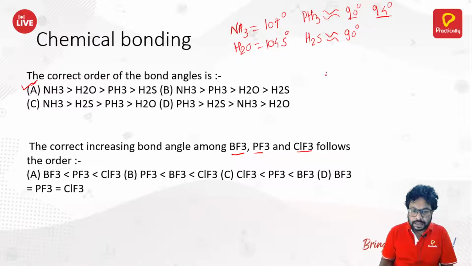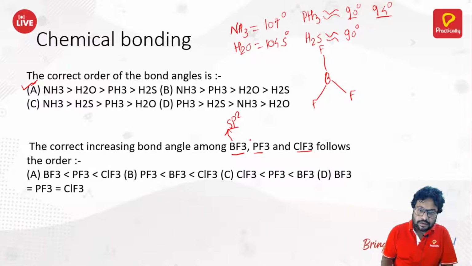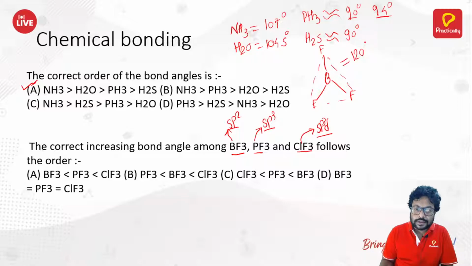Now for BF3, this is how the shape of BF3 is. For BF3, hybridization is what? It's sp2, right? For PF3, hybridization is sp3. For ClF3, hybridization is sp3d. Now BF3 shape is trigonal planar because hybridization is sp2. Therefore, bond angle is how much? It's 120 degrees. Then you have PF3.